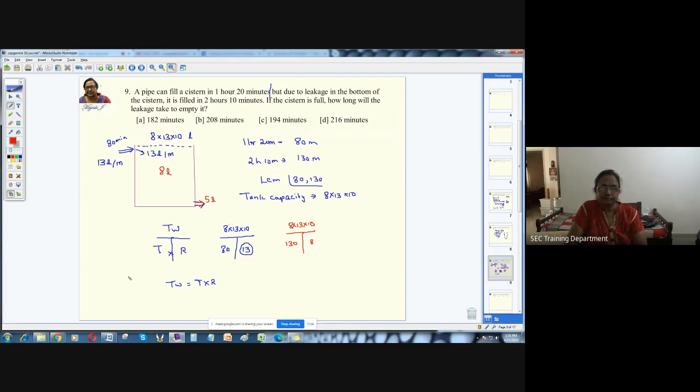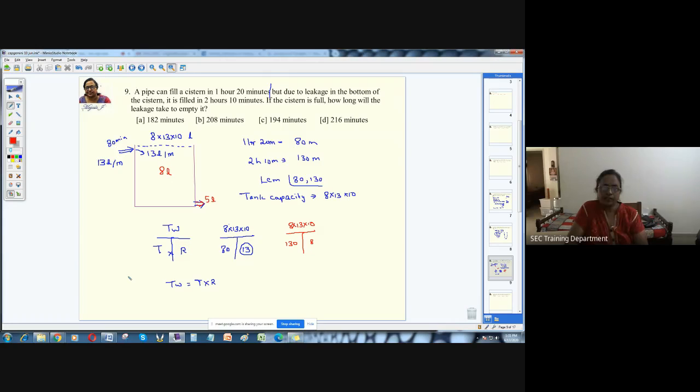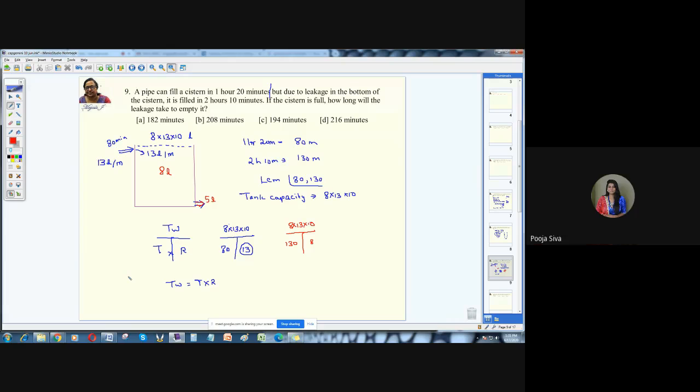No doubt, ma'am. Then you tell me how to calculate now. For 1 minute, 5 liters is gone through that hole, ma'am. Yes, 5 liters. Then the other question is how long will the leakage take to empty it? The total capacity of the tank is 1040 liters, ma'am. So if 5 liters goes in 1 minute through the leakage, it takes 208 minutes to empty the tank.